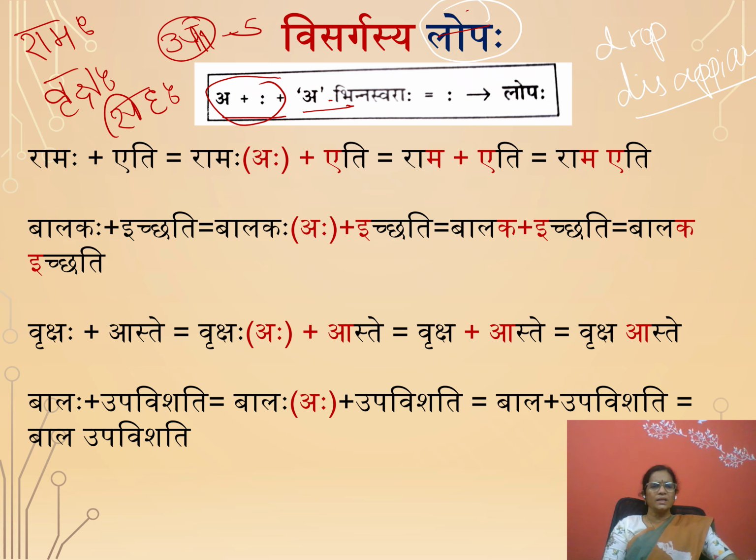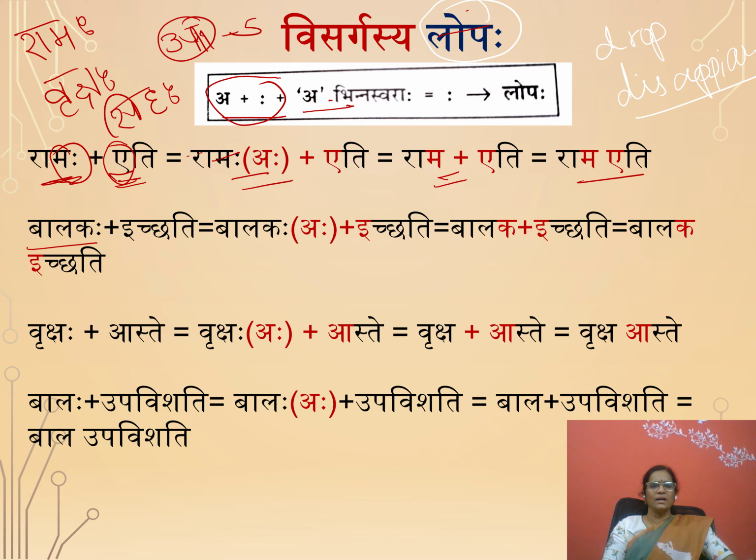Here you can see that the first one, Ramaha Yeti: the word ended with Aha, the second word is not A, Ye, it is another Swara. Then the Visarga of Ramaha, in that Aha, only the Visarga we have to drop. Rama Yeti. Very simple.